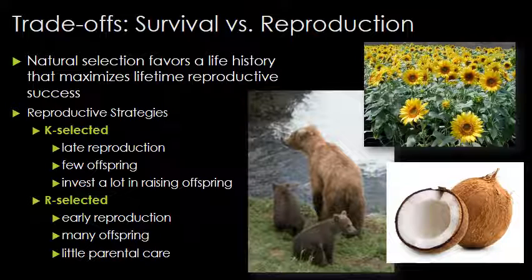R-selected ones put a lot of energy into making a lot of offspring, but they don't really put a lot of energy into making sure that the offspring survive. So bears, K-selected. Sunflowers, R-selected. Insects mostly are R-selected. If you think about something like the coconut, though, they don't really produce a lot of offspring. They put a lot of energy into it, so they're K-selected. So don't just think that because it's a plant it has to be R. You need to look at the type of offspring, the amount of offspring, and the amount of energy it costs to produce and to encourage survival of those offspring.